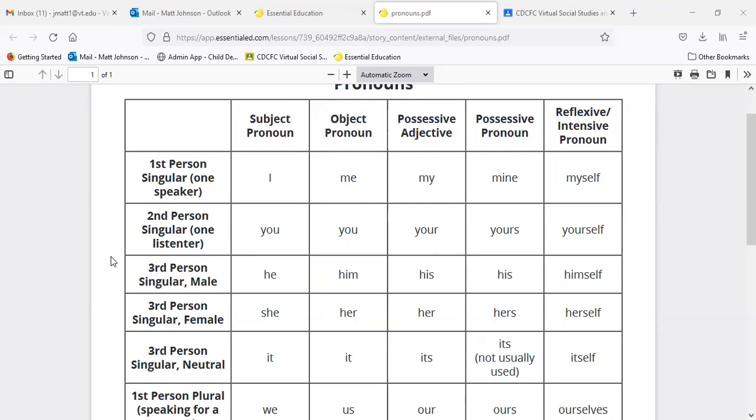Third person, right? I'm sorry, I is first person, you is second person, he, she, it would be third person. And we see that they break it up into gender, whether it's male, female, or neutral. So obviously he for male, masculine, she for female, feminine, and then it for neutral. And then the various options there. So he, him, his, himself.